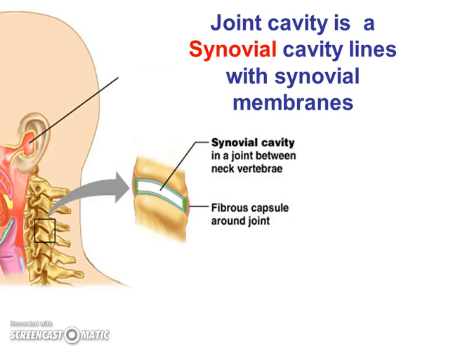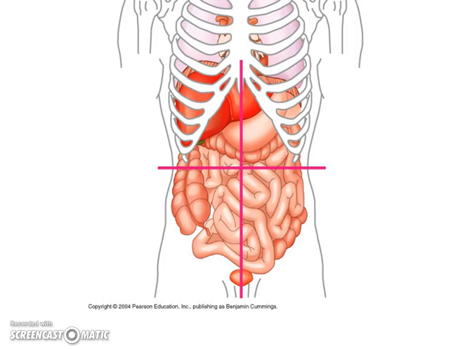Most membranes have the epithelial layer and the connective tissue. This is only connective tissue. This very slick, cartilaginous synovial membrane lines the cavity so that when the bones come together, it's slick and it reduces friction and is lubricated for smooth movements. Now, let's move on to the abdominal pelvic regions.